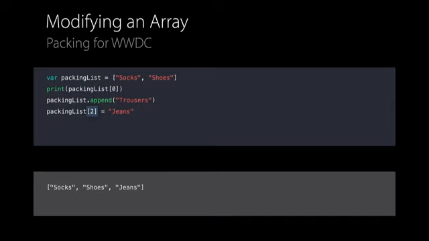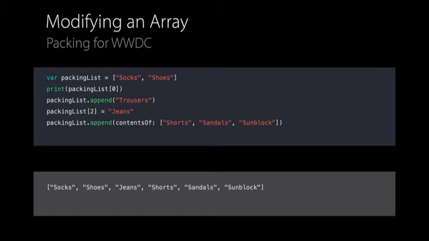Now, the conference is in California, where it is always hot and sunny. So let's add a few more items. Let's add some shorts, some sandals, and some sunblock. We can do this using the append contents of method and pass in a compatible array, another array of strings here. And they all get appended at the same time.